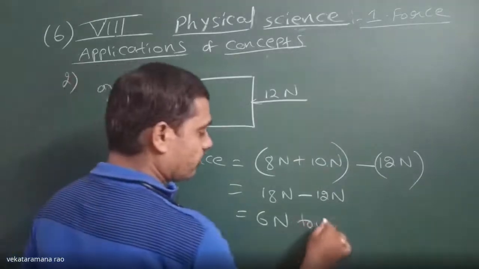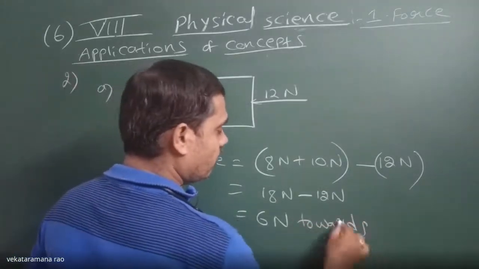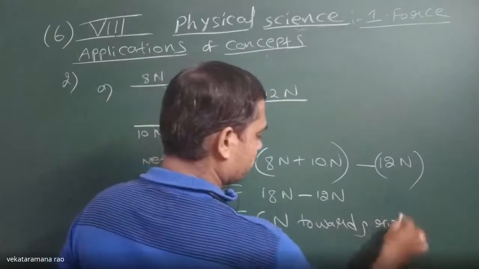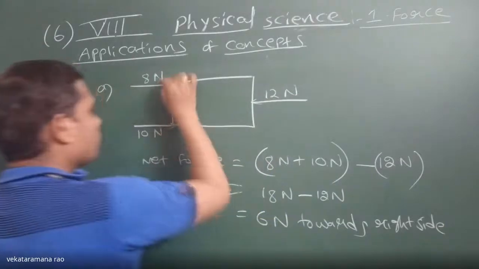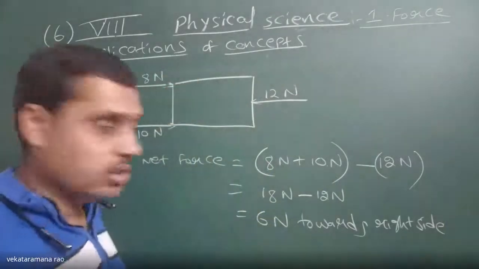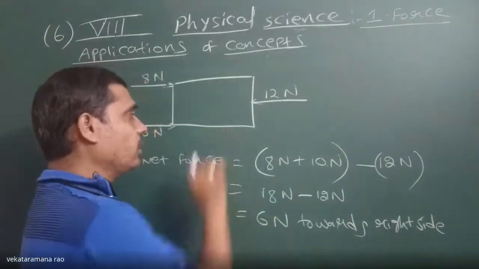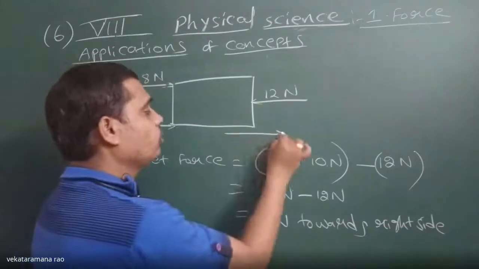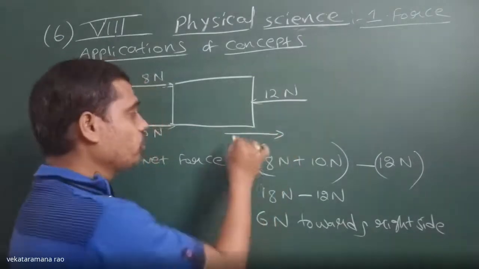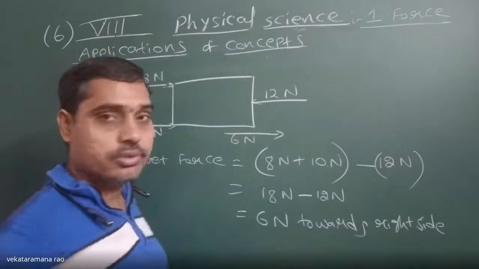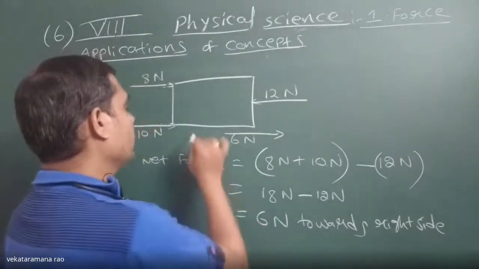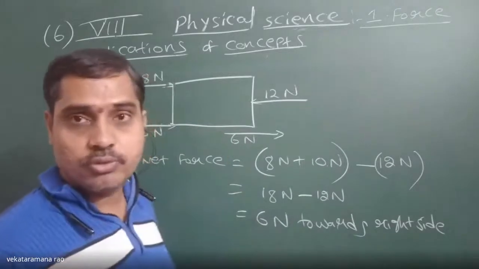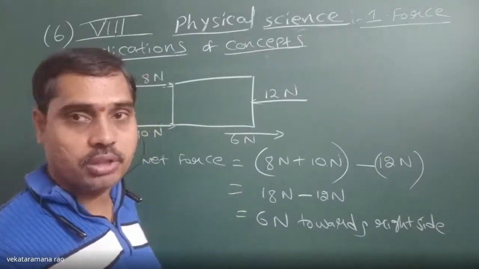Why towards the right side? Because these two forces are greater than the 12. So what is the net force acting on this block now? This block will move towards the right side with how much force? 6 newtons. This 6 newtons force is the net force acting on this block.